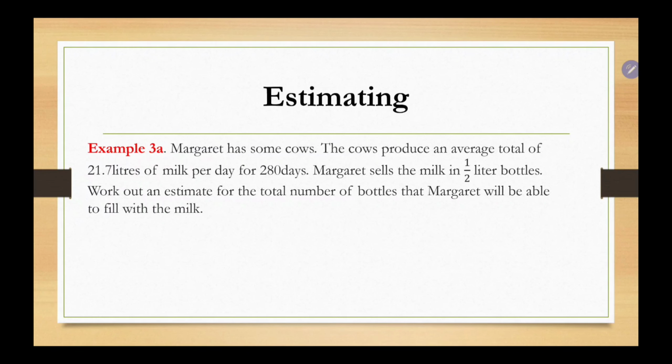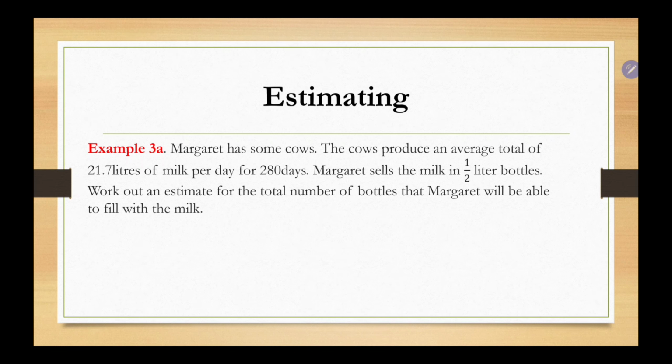Okay, let's take a look at this word problem. It's a two-part question. So, example 3a says, Margaret has some cows. The cows produce an average total of 21.7 liters of milk per day for 280 days. Margaret sells the milk in half-liter bottles. Work out an estimate for the total number of bottles that Margaret will be able to fill with the milk.